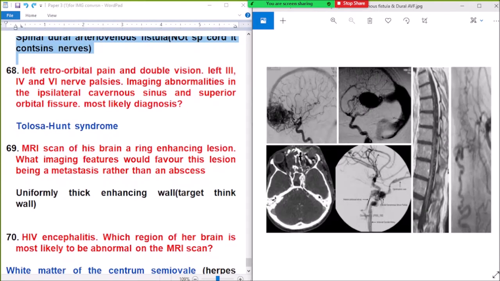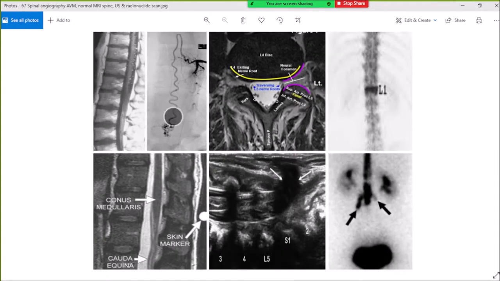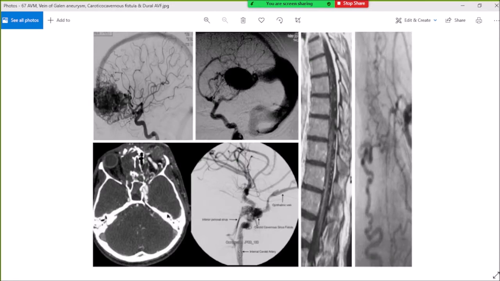Question number 68. In a spinal arteriovenous malformation, you cannot see the vein, you can only see a single artery. There are no vessels coming from above. In arteriovenous fistula, there are also vessels coming from above and below.